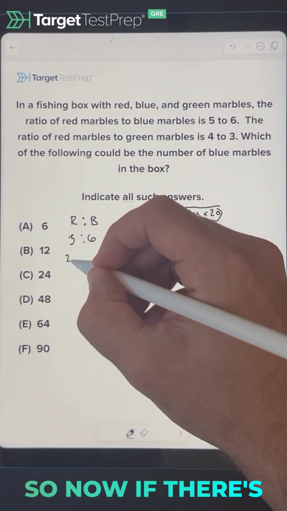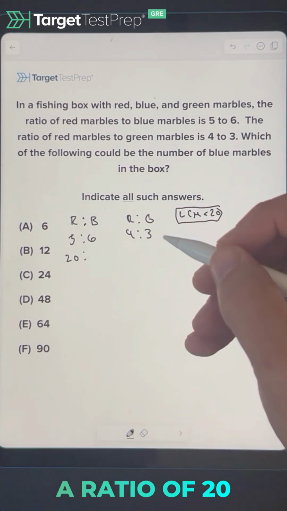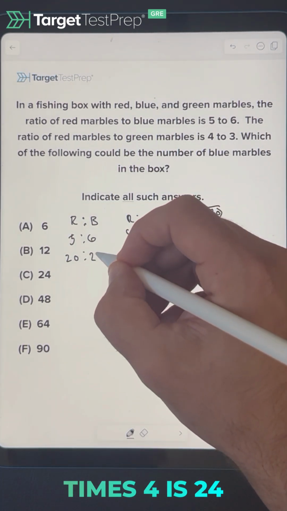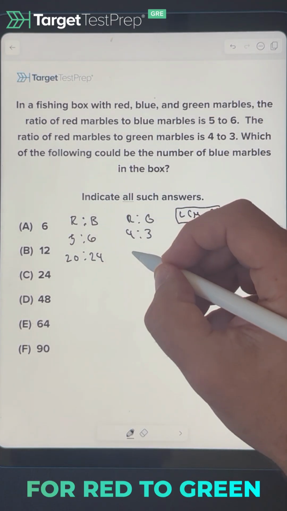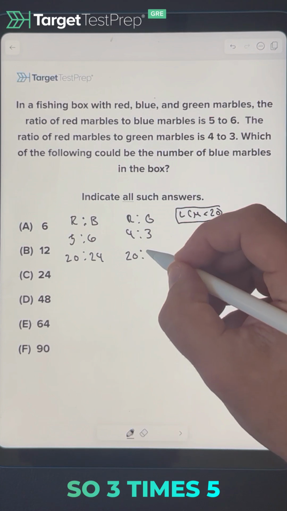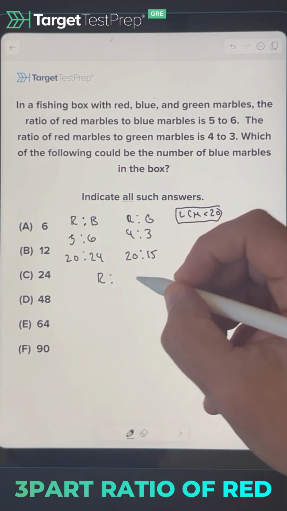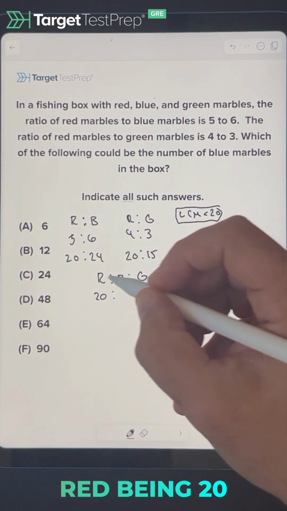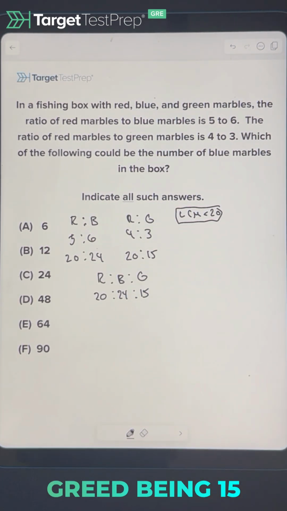So now, if there's 20 red marbles in the first ratio, or a ratio of 20 to something, because 5 times 4 is 20, 6 times 4 is 24. So the new ratio becomes 20 to 24 red to blue. Do the same thing for red to green. 4 becomes 20, 4 times 5 is 20, so 3 times 5 is 15. Now, what is our new ratio? Well, we can make a three-part ratio of red to blue to green. Red being 20, blue being 24, and then of course green being 15.